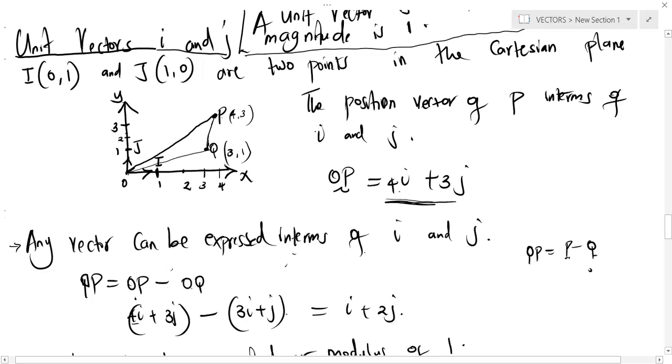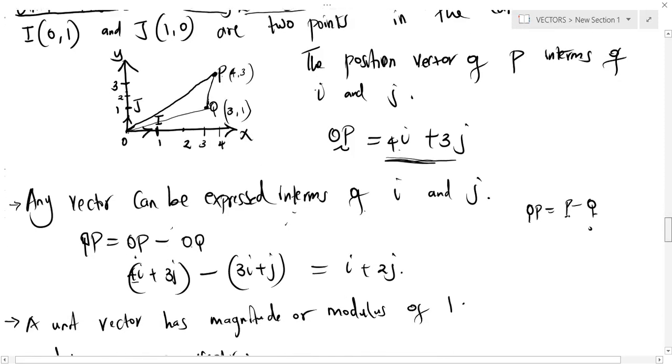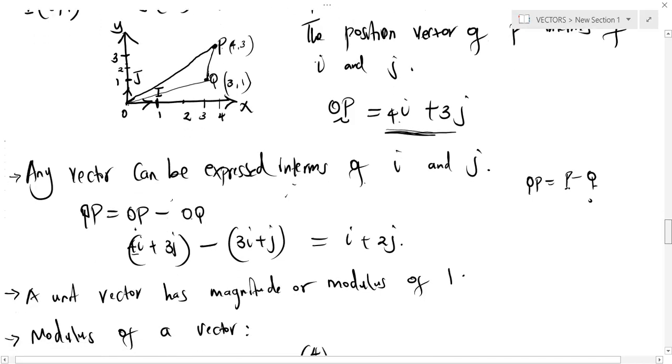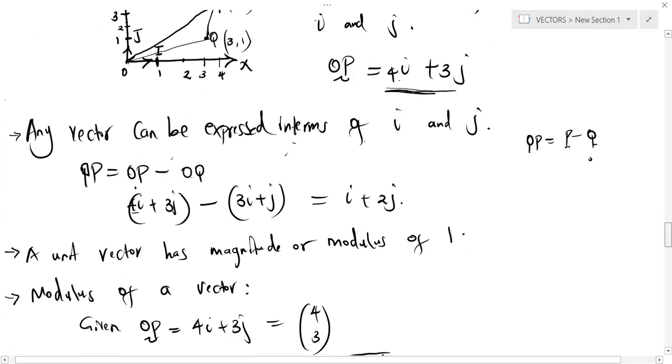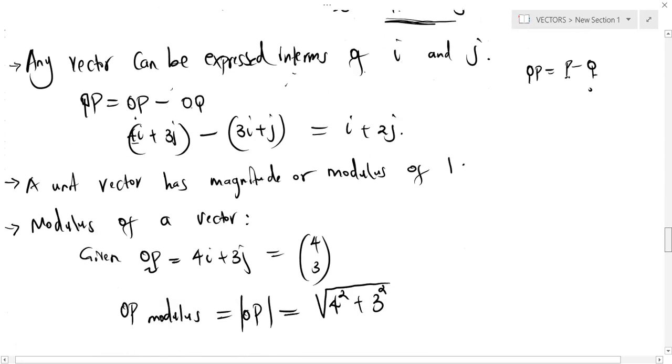3j minus j will give us 2j. So basically, that's the way you express QP. Now, a unit vector, as I've said, is a vector that has magnitude or modulus of 1. Okay, fine. So how do we go about getting modulus?